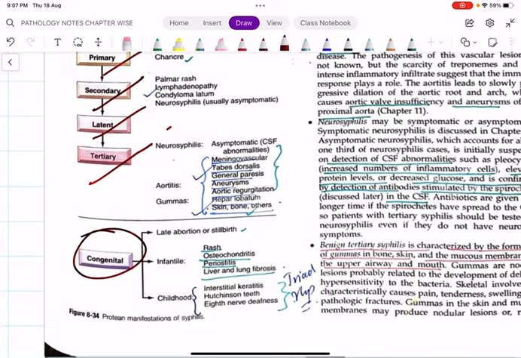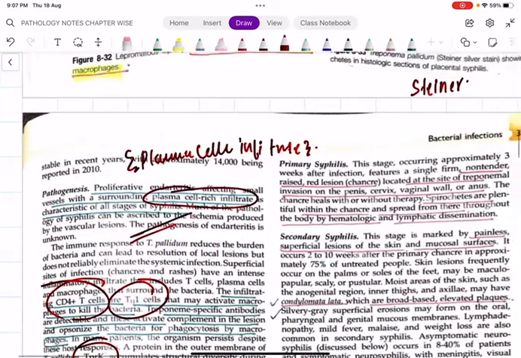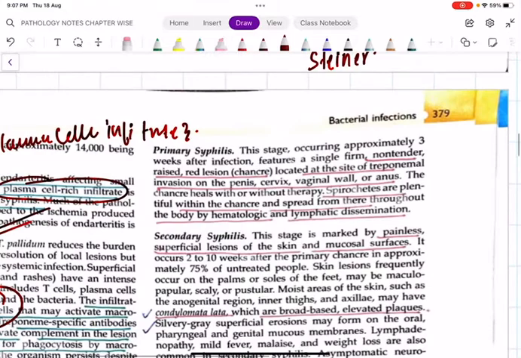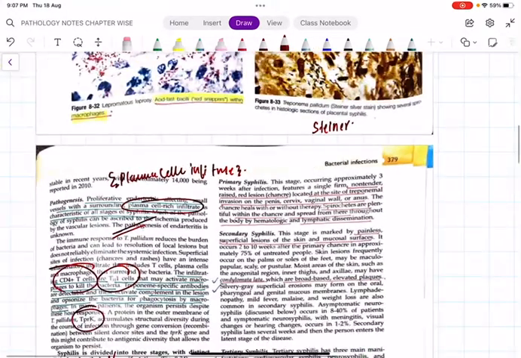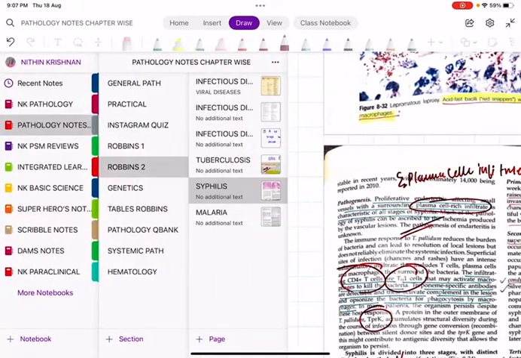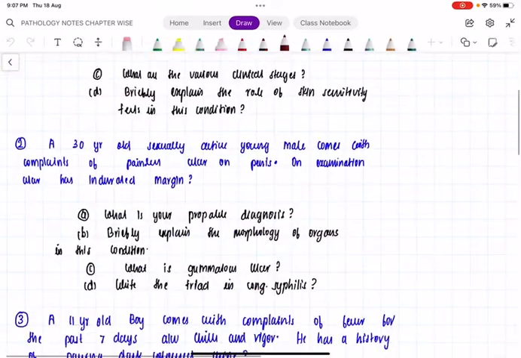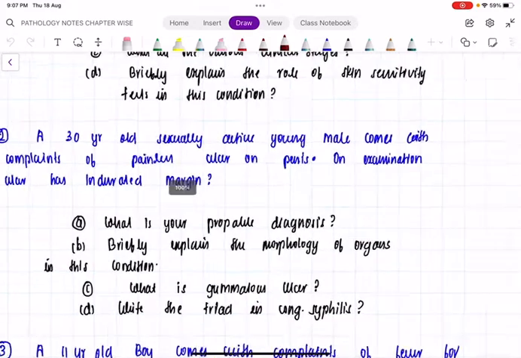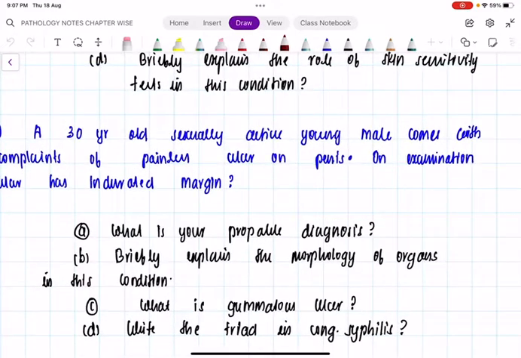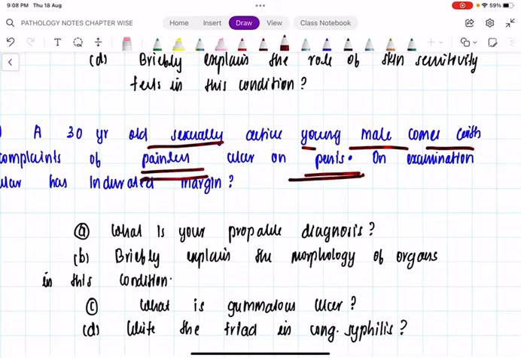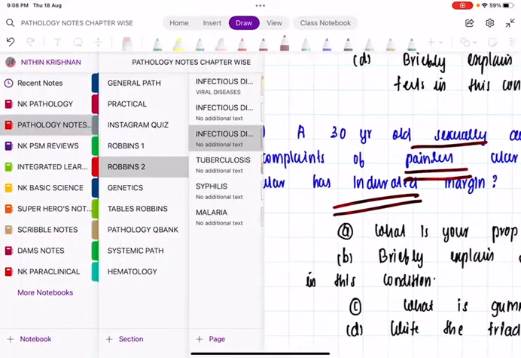First let us see the features of primary syphilis. Each of these features is very, very important. When they ask about a clinical scenario, let me first say what the clinical scenario is. They will describe a 30-year-old sexually active young male who comes with complaints of a painless, very, very important, ulcer on the penis. What will be your diagnosis? On examination, there was an indurated margin. A painless ulcer means definitely your first diagnosis should be syphilis.